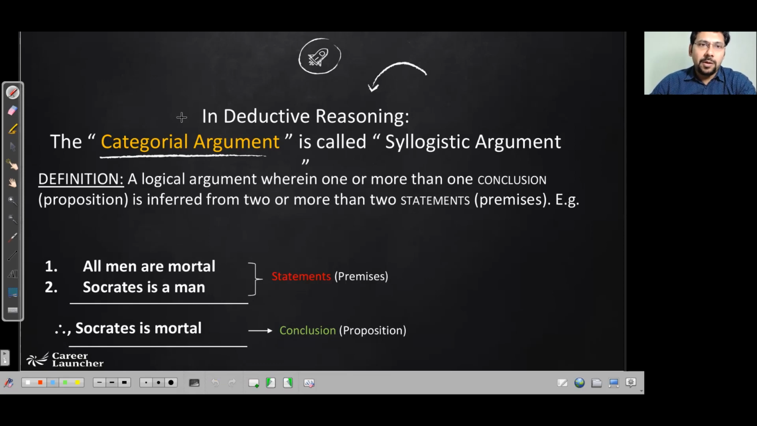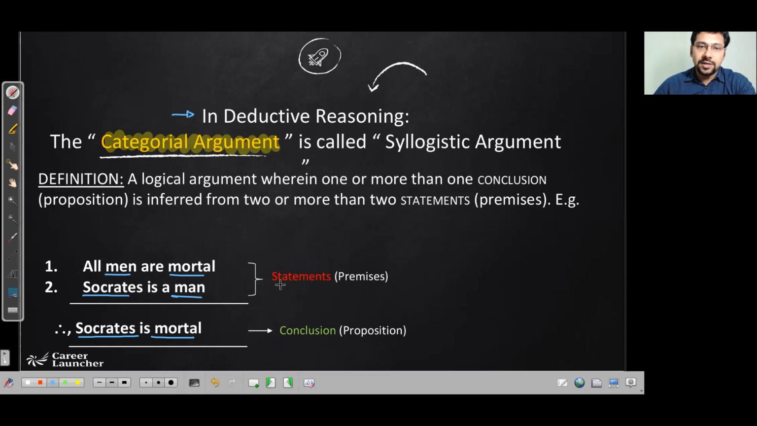What is syllogism all about? In deductive reasoning, syllogistic arguments are what are called categorical arguments. They are in terms of understanding one category of term associated with another category. For example, in this case, I've said all men are mortal, and then Socrates is a man, therefore Socrates is mortal. So these are what are called syllogistic arguments.